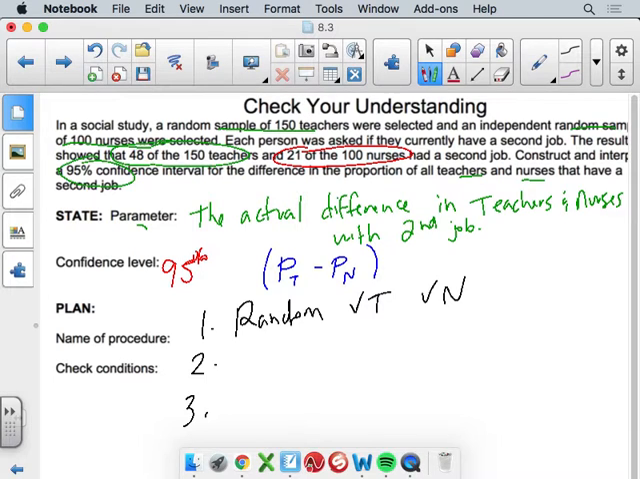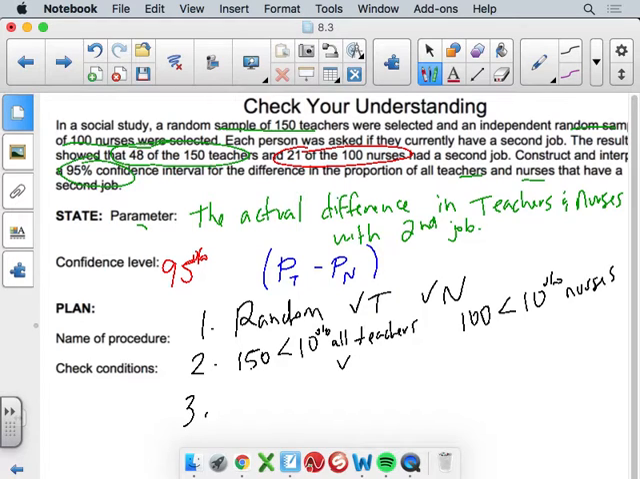Okay. Is 150 teachers less than 10% of all teachers? That'd be a check. Is 100 less than 10% of all nurses? Check. Because it didn't say in a city or anything, they must be doing it for the entire world, country, whatever.